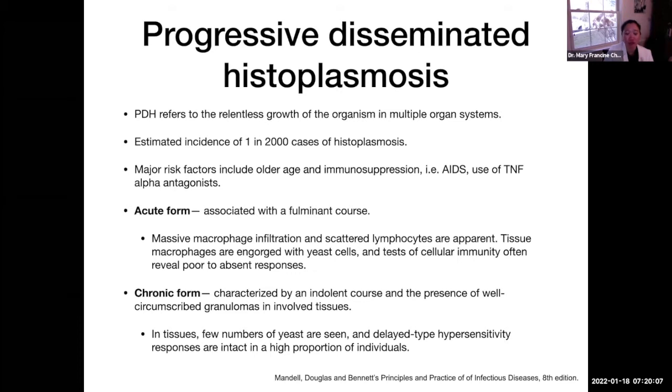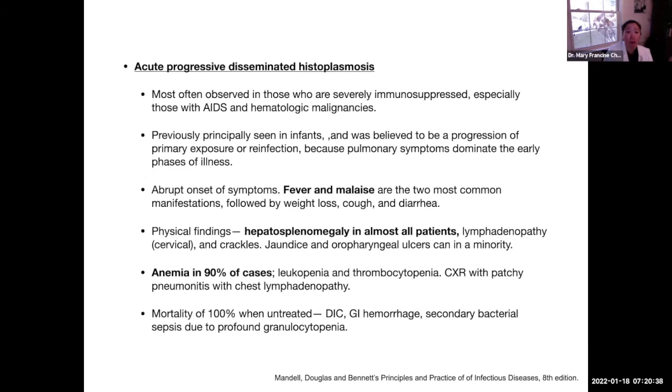So for your chronic form of this progressive disseminated histoplasmosis, you have, again, like the name suggests, an indolent course. And in this type, you will see presence of well-circumscribed granulomas in involved tissues. You will not really see a lot of yeasts in tissues. And usually in these types of populations or affected individuals, you will have delayed type hypersensitivity responses that are intact. So let's just go at it one by one.